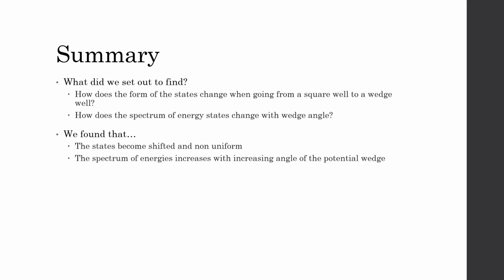So, to summarize, let's remind ourselves of what we set out to find. We wanted to find how the form of the state changed when we went from a square well to a wedge well, and also how the spectrum of energy states changed with the wedge angle. And so we were successful in finding that the states became shifted towards the deeper part of the well and became non-uniform, and that the spectrum of energies increased with increasing angle of the potential wedge.